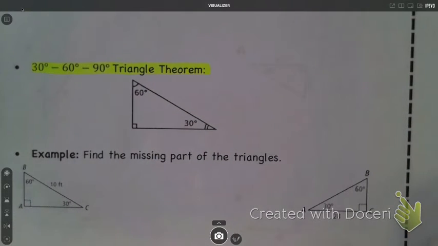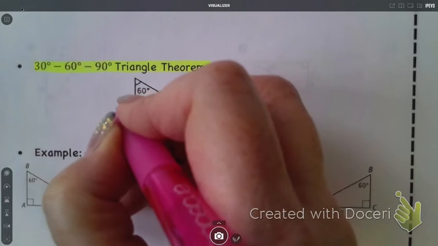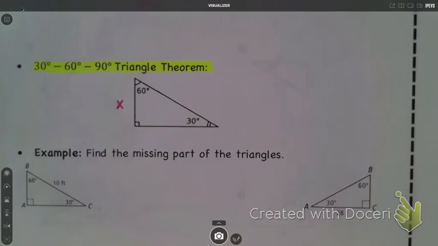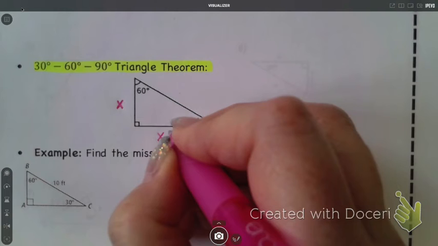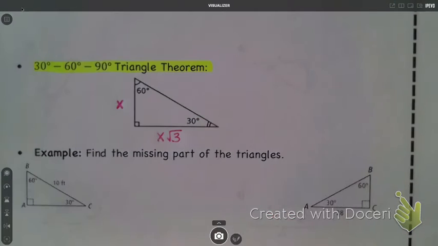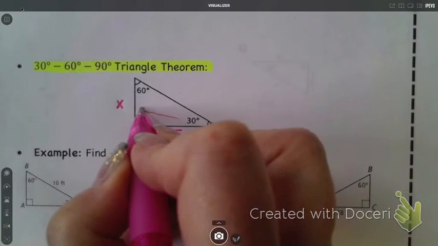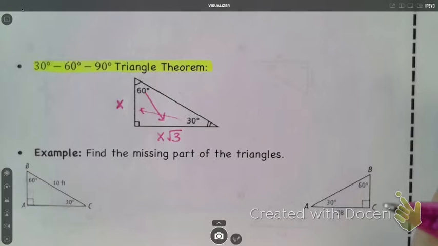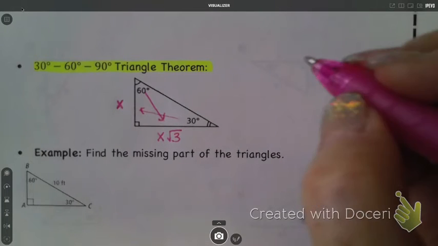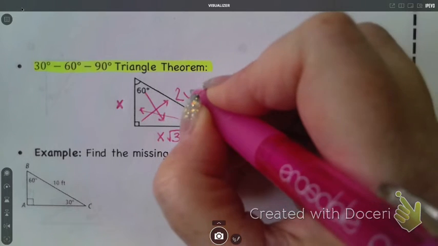Okay, 30, 60, 90 ratios. Across from 30, your ratio is x, or 1x. Are you guys okay if I don't put the 1 there? Across from 60 is x square root of 3. Across from 30 is x. Across from 60 is x square root of 3. Across from 90 is 2x.